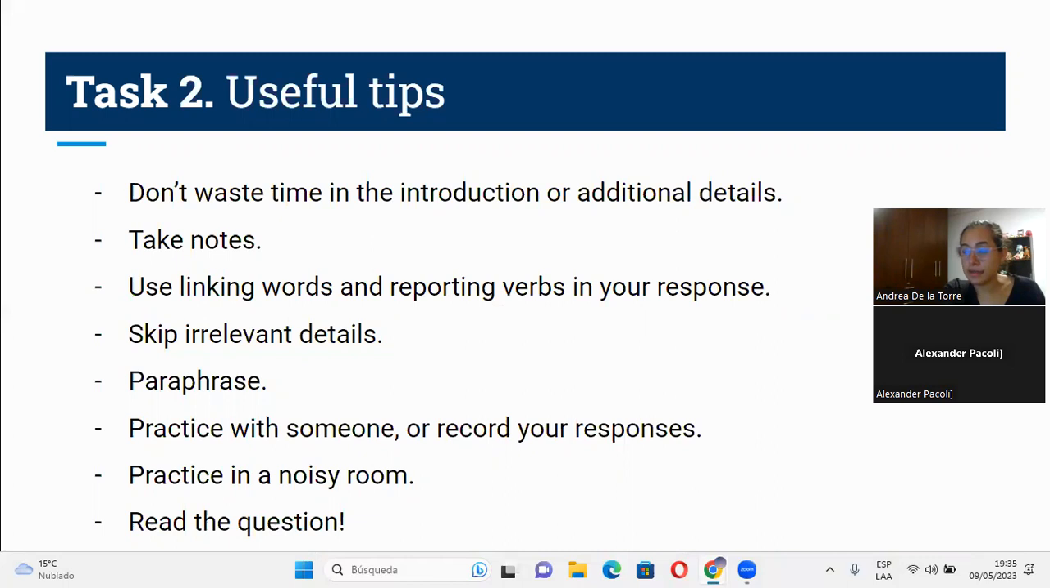I guess that's it. I don't know if I can give you some more tips. Basically, don't waste time in the introduction. That's usually the number one mistake students make. You shouldn't be spending more than 10 seconds. And if you can do it in fewer seconds, that'd be even better. Or don't waste time in additional details. If there are some other things that the professor mentions as additional information, don't focus on that. The important things are always going to be the two subtopics and the two examples.